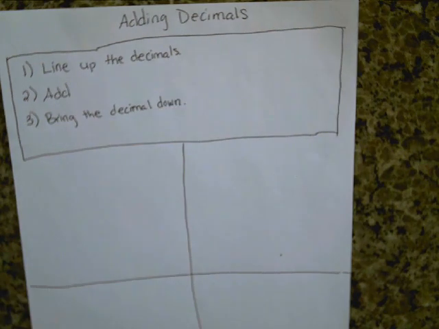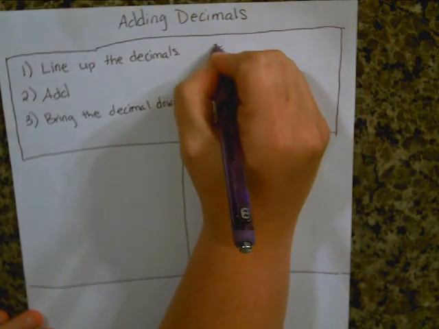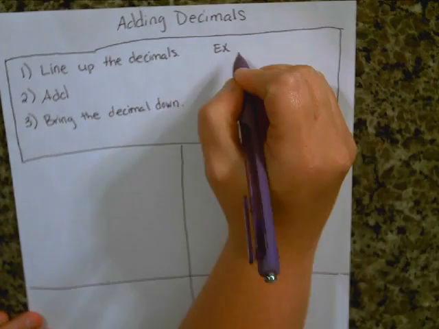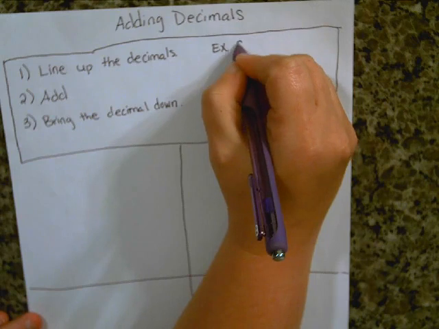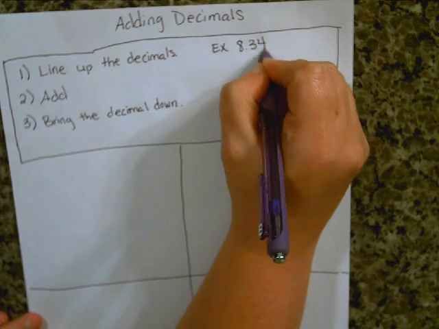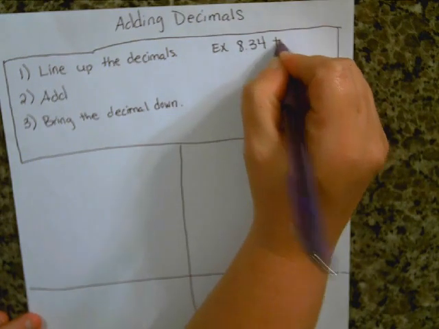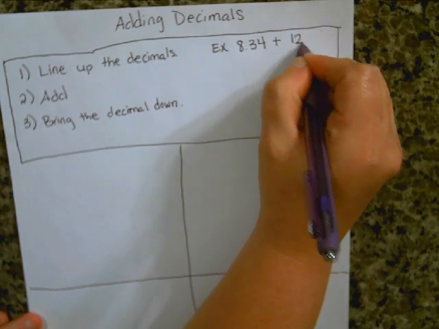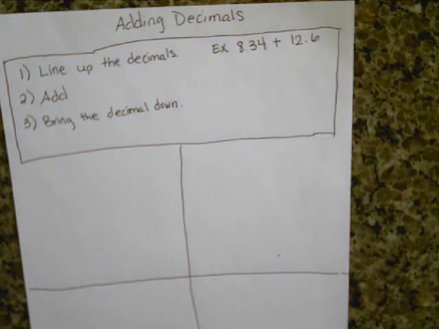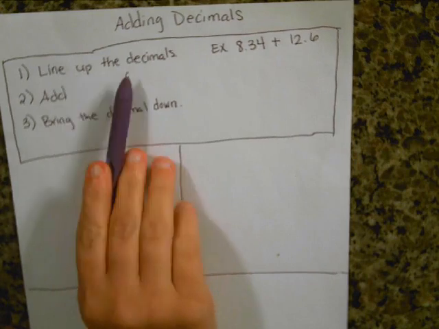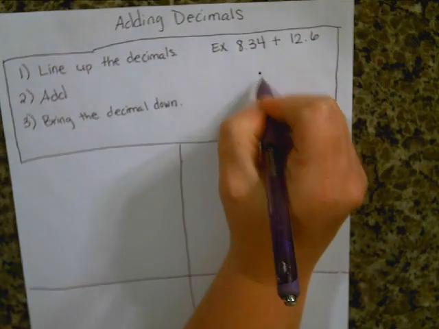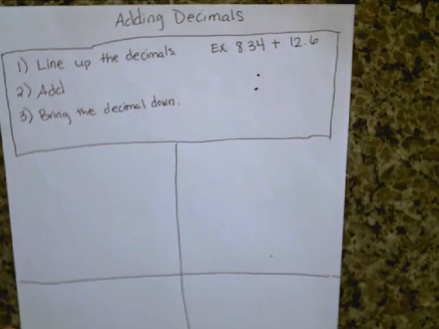Now first we're going to do one example together. That first example we're going to do is going to do it right here in this corner. Okay, it's 8.3/4 plus 12.6/10. Now we're going to follow our steps. Line the decimals up. So I've got 2 decimals, 2 numbers. I'm going to line them up.